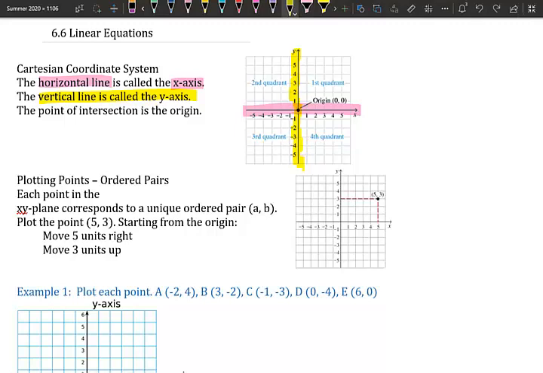Alright, plotting points, ordered pairs. Each point in the xy plane corresponds to a unique ordered pair, A and B. So if we plot 5, 3, we always start from the origin. We go right 5 and up 3. The reason why we go right is because right is positive. So right is positive and up is positive. That means left is negative and down is negative.